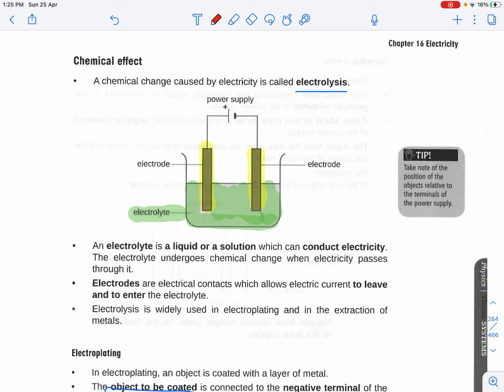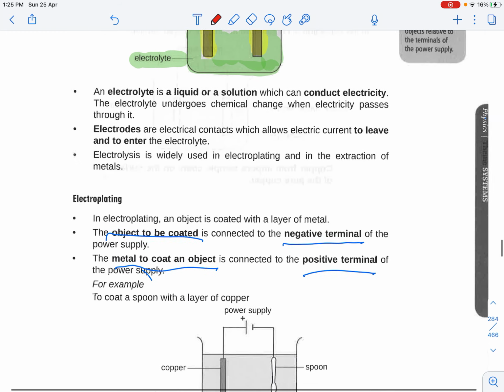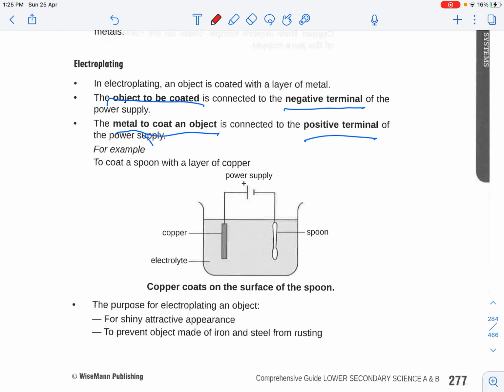Lastly, for the chemical effect, chemical change caused by electricity is what we call electrolysis, and the electrolyte is either a liquid or a solution which can conduct electricity through it. Mainly, we use electrical charges to move the ions to create a chemical reaction. Some of the common uses are like electroplating. What is electroplating? For example, you want to coat a spoon with gold, or in this case with copper. You put the metal at one end, and you put the item that you want to coat at the other end, and you supply it with electrical current.